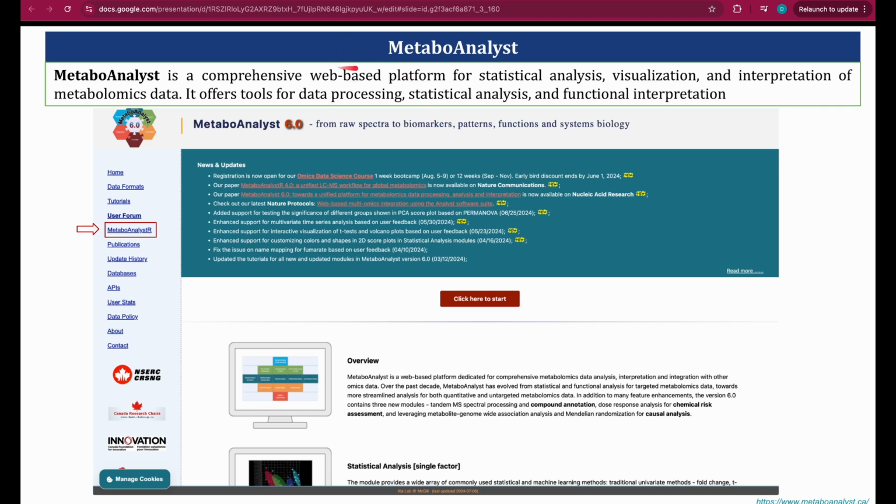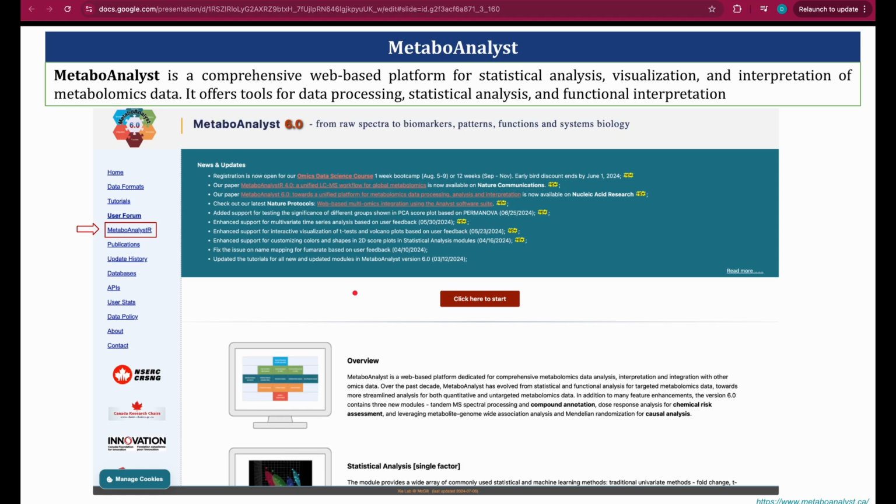MetaboAnalyst is a web-based platform which is generally used for the statistical analysis, visualization and interpretation of metabolomic data, and it offers tools for data processing, statistical analysis and functional interpretation. So you simply have to upload your file and it will perform all the analysis which you want to do. This is the home page of MetaboAnalyst. You can go through all these options. There are tutorials provided by them, so you can study them.